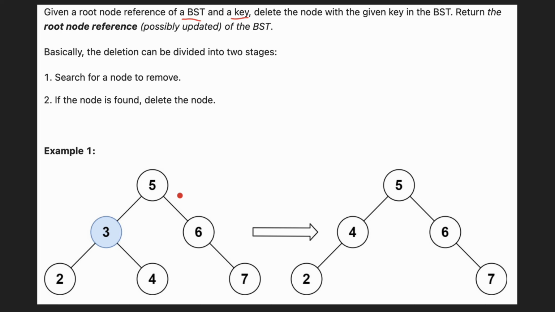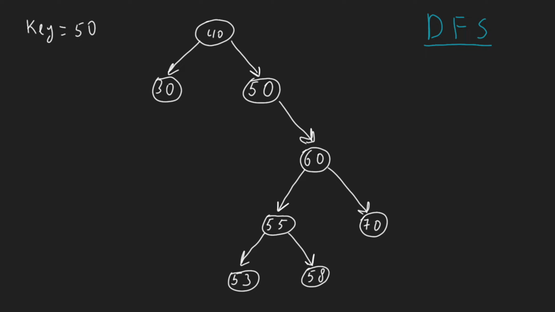Today we have a problem where we are given a binary search tree and a key, and we need to remove from the binary search tree a node with that key. For example, in this case, we are given this binary tree and the key is equal to 3. We are removing 3 and we get this updated binary tree without node 3.